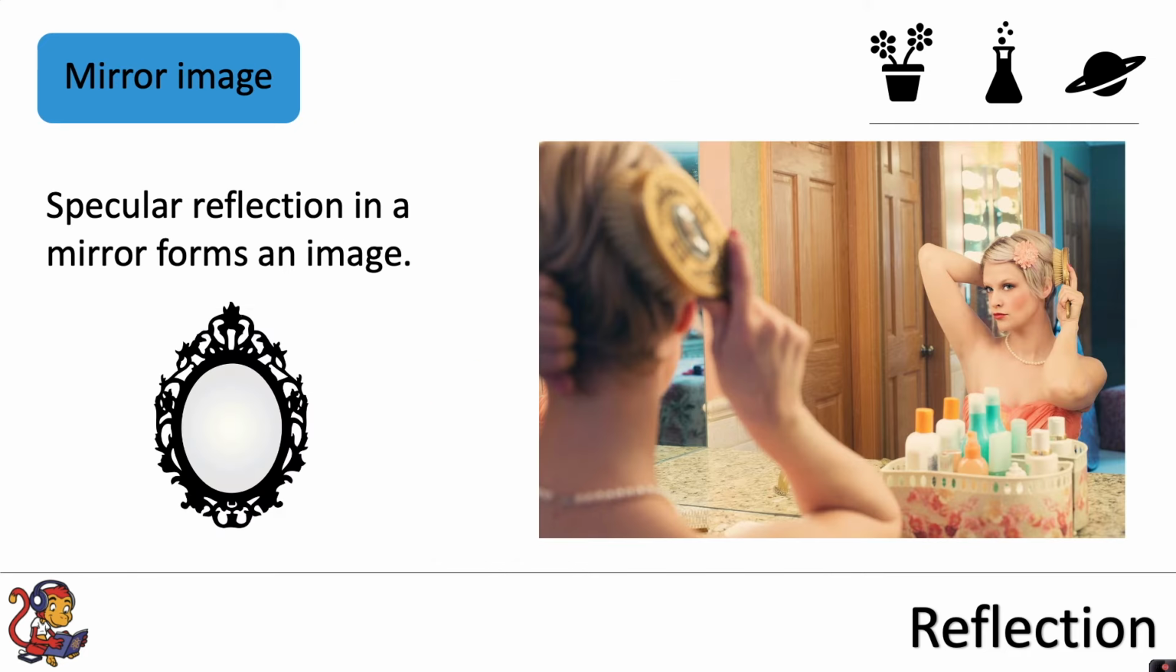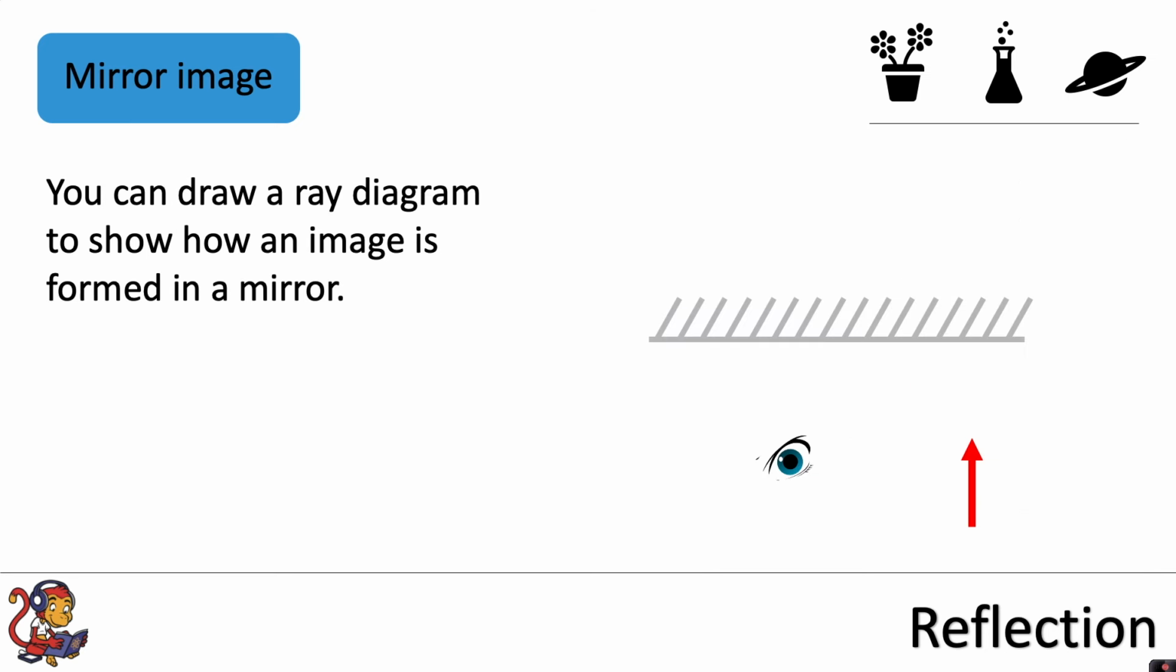Specular reflection in a mirror forms an image. You can draw a ray diagram to show how an image is formed in a mirror. And I've just used a really simple image of an arrow just to show this as an example. So if you're looking into the mirror, if you were to see that object as an image behind the mirror, the light would reflect from the object to the mirror and back into your eye, and an image would be formed behind the mirror.